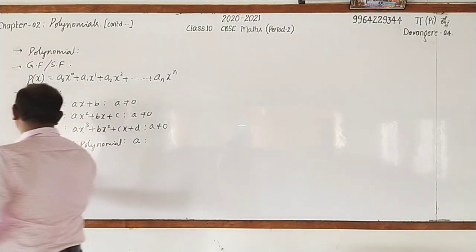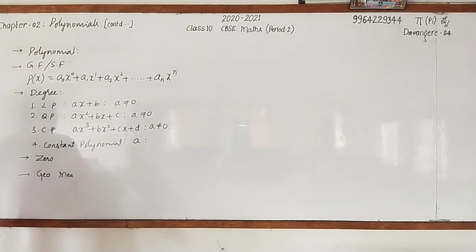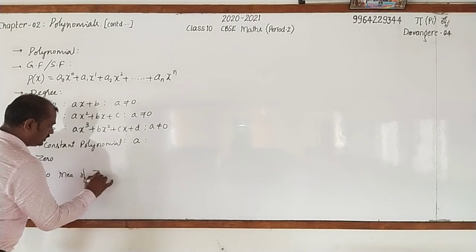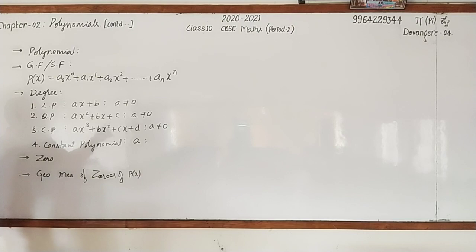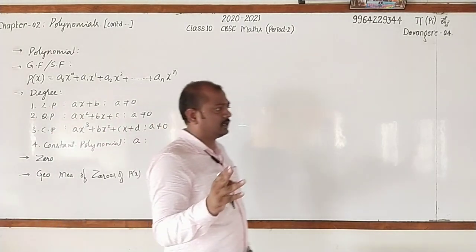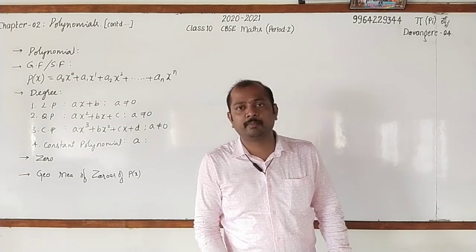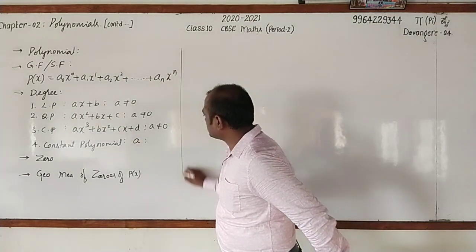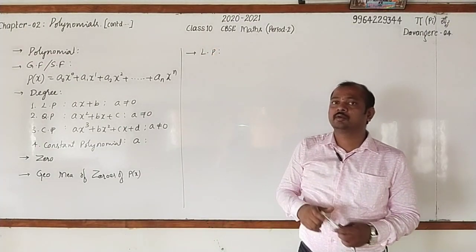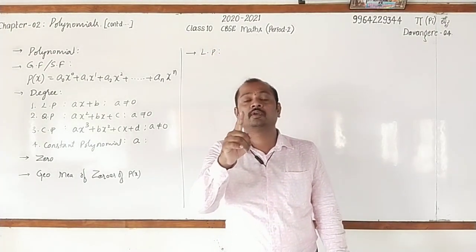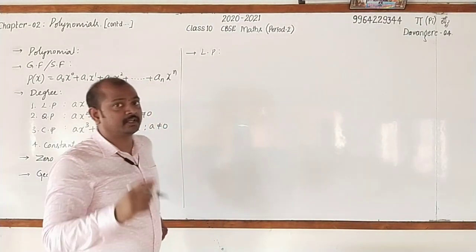Geometrical meaning of zeros of polynomial. Then in that we discussed up to quadratic polynomial. I hope that you might have remembered. Then in case of linear polynomial, could you tell what is the nature of the graph of a linear polynomial? Of course, you are right, it is a straight line.